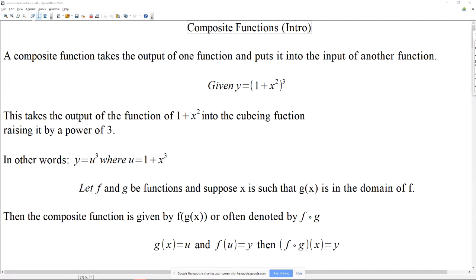So we can actually break this down, and this is something you have to get really, really good at in calculus. If you don't master this, you will mess up later. I guarantee you. Yeah, I speak from personal experience.